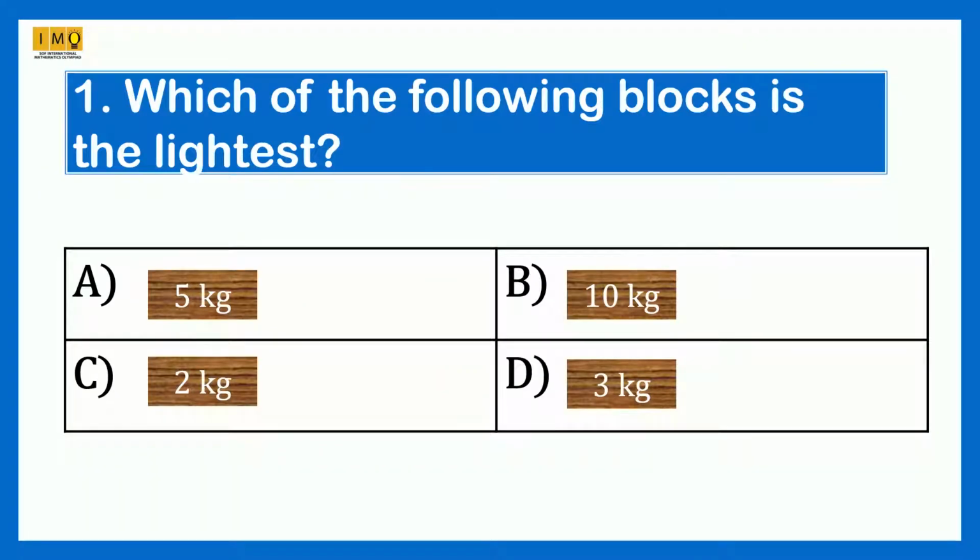Which of the following blocks is the lightest? Option A 5 kg block, option B 10 kg block, option C 2 kg block, option D 3 kg block. From the blocks we can see that 10 kg is the heaviest and the lightest is 2 kg. So the answer is option C. 2 kg block is the lightest of all the blocks.